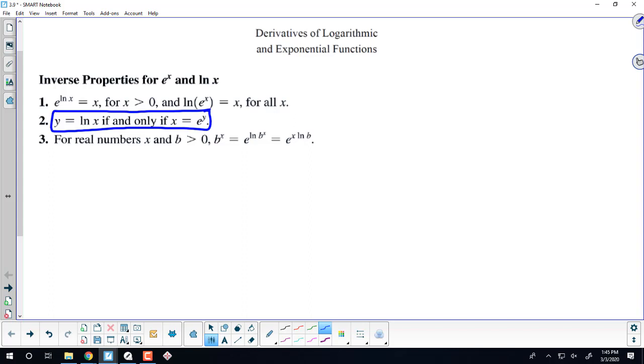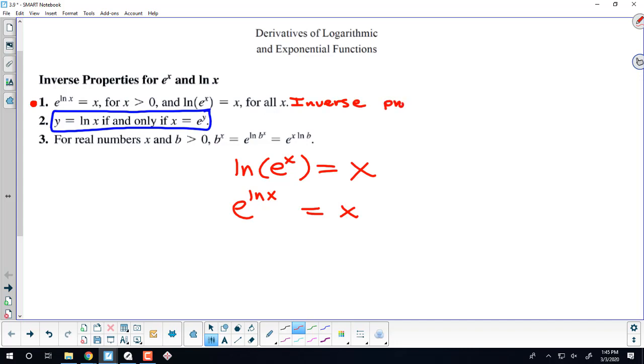Property number 3, if you'll notice, is also based on the properties of inverses. If I take the natural log of e to some power, then that will equal that power itself. That's simply the inverse relationship between e and natural log, looking at it both ways. If I raise e to the natural log of something, I also get that something. So those are just the inverse properties of each other.